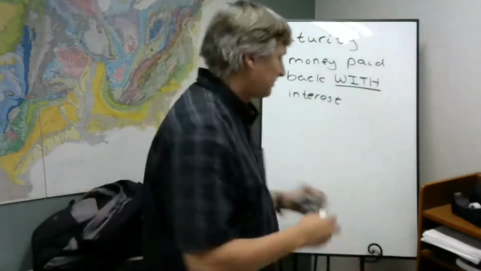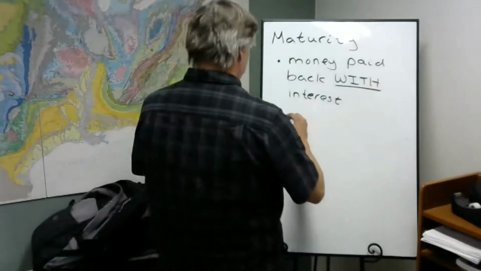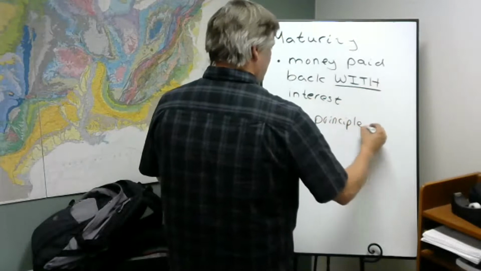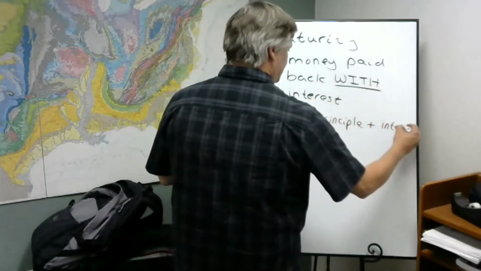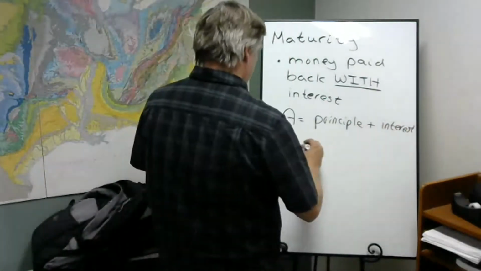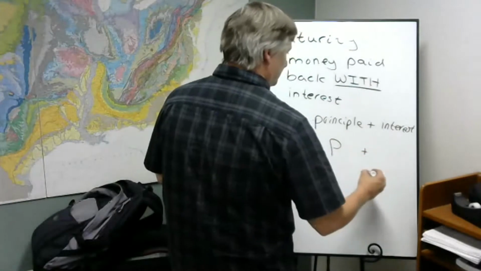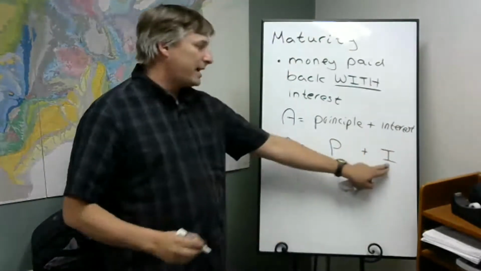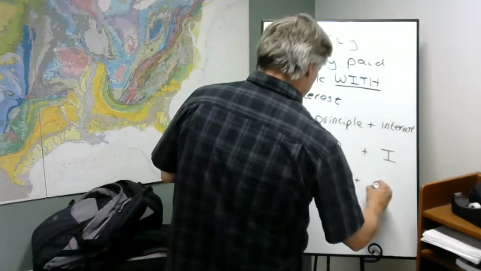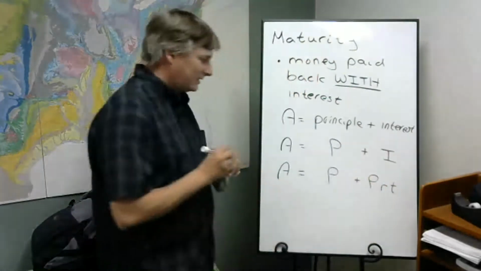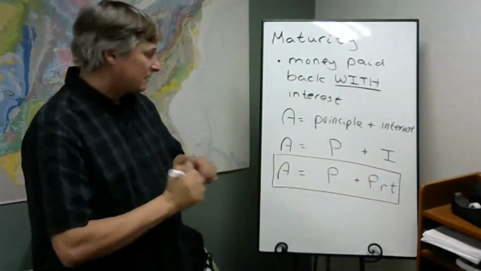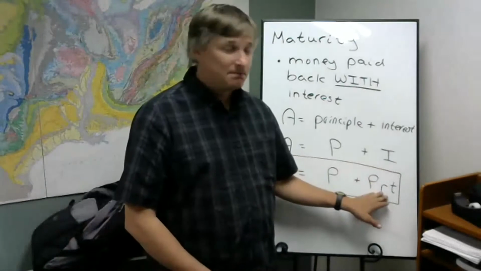So what this is, we represent it by A. So it's going to be principal plus interest. Or putting it another way, using symbols, it'll be P plus interest I, and we have a formula for interest I. So this would be the maturity. What we borrowed plus the interest paid.